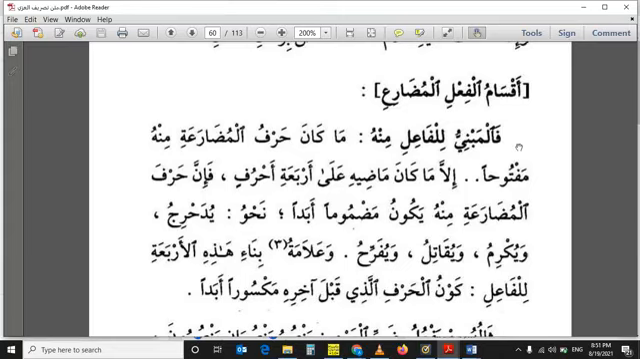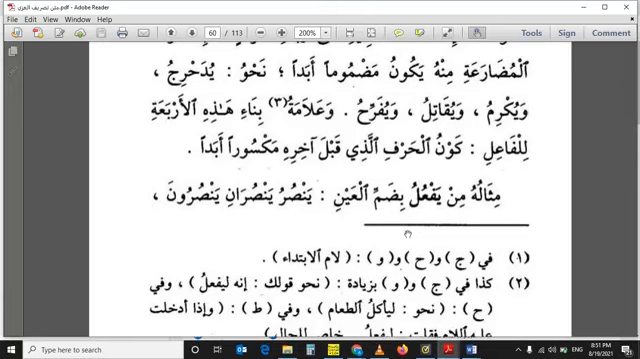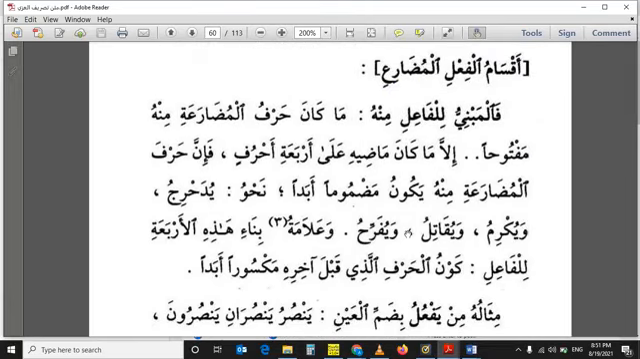Verb. نعم. أقسام الفعل المضارع. فالمبني للفاعل منه ما كان حرف المضارعة منه مفتوحا. We have two divisions of the فعل المضارع. We have the one that is مبني للفاعل منه, which is the active continuous or future verb, and we also have the one that is الفعل المبني للمفعول منه. We would see that later. So فالمبني للفاعل منه, the active continuous tense verb, ما كان حرف المضارعة منه مفتوحا.